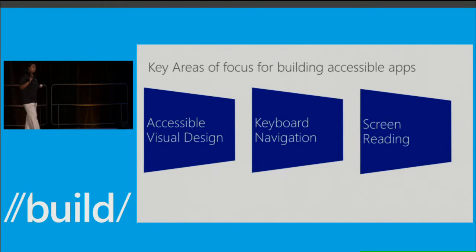Now, there are three really important categories of accessibility areas that you want to keep in mind when you're designing and developing your app. The very first one is accessible visual design. And we'll dive into what that means in a bit. The second aspect is keyboard navigation. And we know we have a whole bunch of users that want to use apps using only the keyboard. We want to make sure that those users are able to use our apps seamlessly without the need for a mouse or a touch. And the third category is screen reading. We want to make sure that our app works great with any kind of assistive technology like a screen reader or a magnifier or any such assistive technologies out there. So let's get started with the very first one, which is accessible visual design.